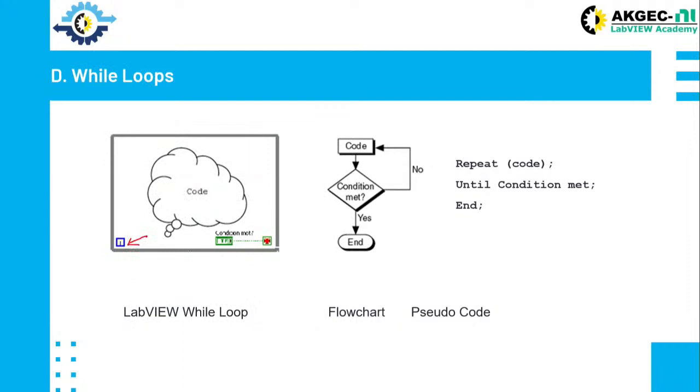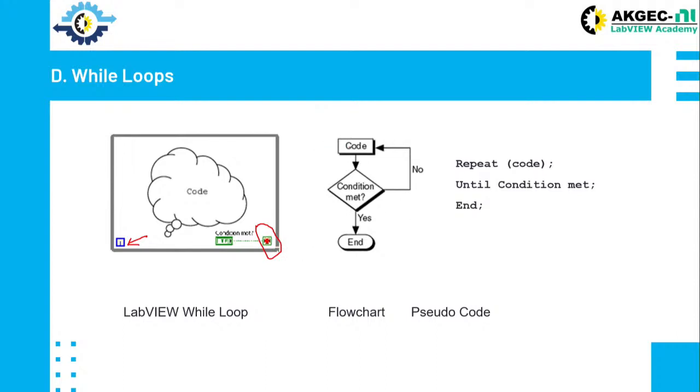In NI LabVIEW, this is the form of the while loop. This is the iteration terminal, which shows how many times this loop will be executed, that is, how many times the code we have written here will run. And this is the conditional terminal. We have to check whether this condition is met, and then the while loop will stop its execution.